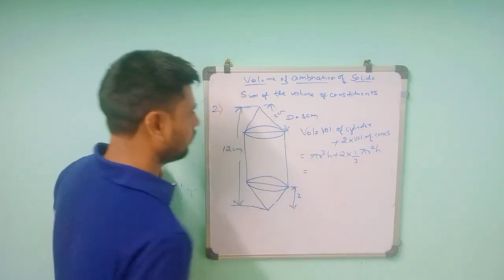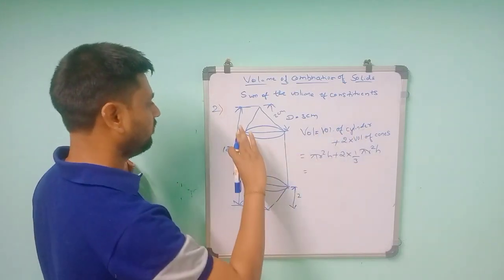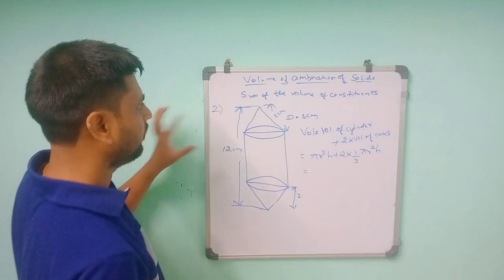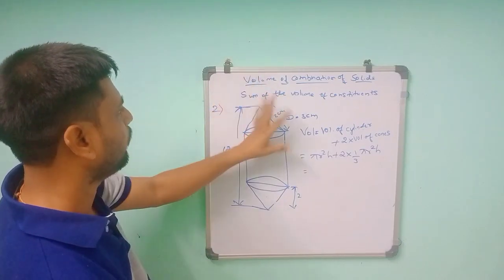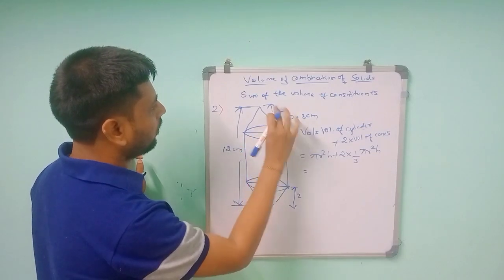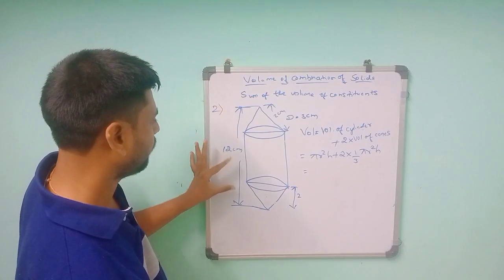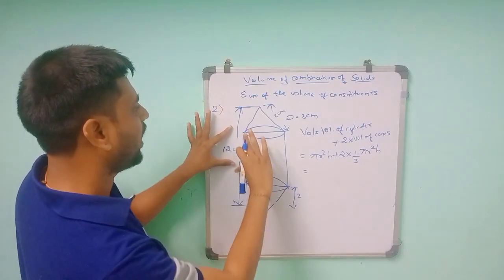So total height is 12. For the consideration of the cylinder, this is the height. Total is 12 and the diameter they have given as 3, so the radius will be 1.5. They told the height of the cone is 2 centimeter, so up to here 2 centimeter and up to here 2 centimeter. The remaining will be the height of the cylinder.